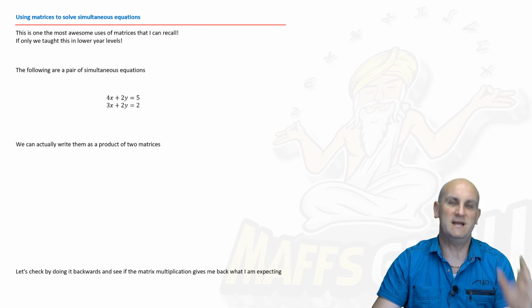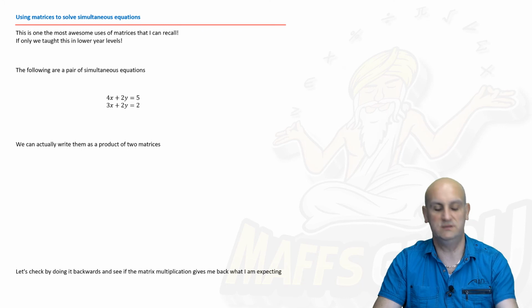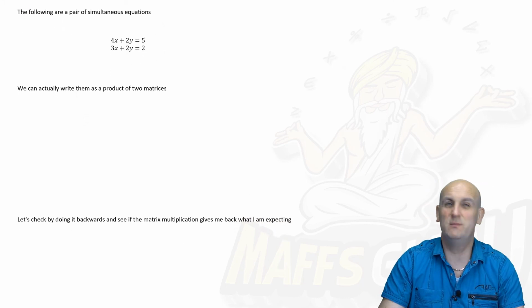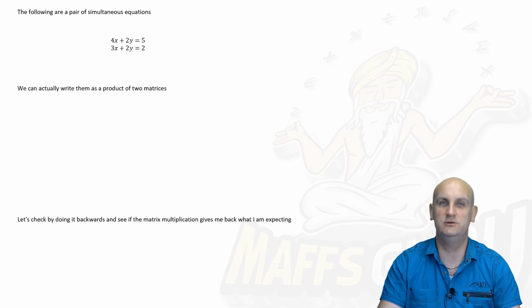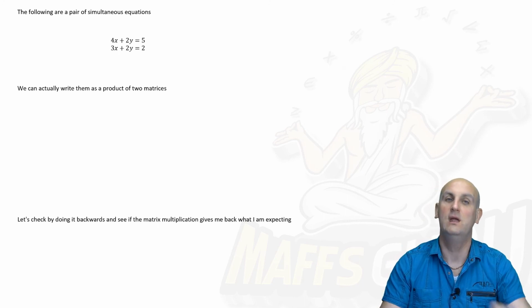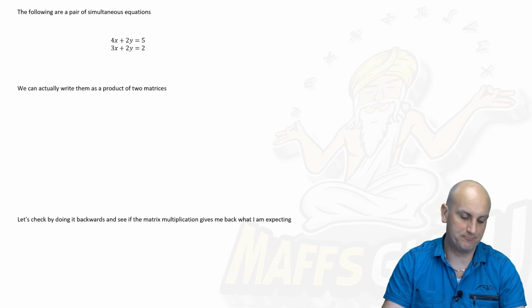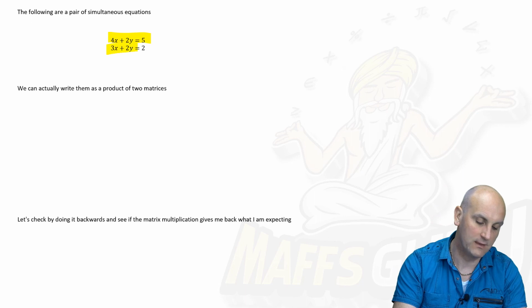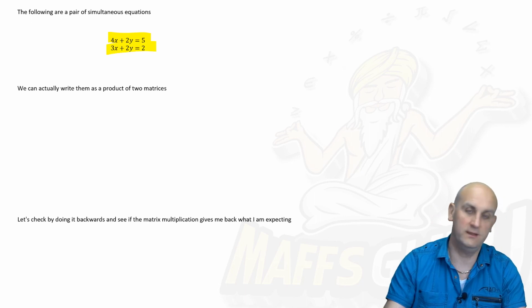But there are massive uses for matrices to solve simultaneous equations. So here we know are a pair of simultaneous equations. Remember those things from year 10 where we made you do them by elimination and substitution? No one mentioned matrices, did they? No. And I tend to think it's a little bit easier. So we can actually write these values here as the product of 2 matrices.